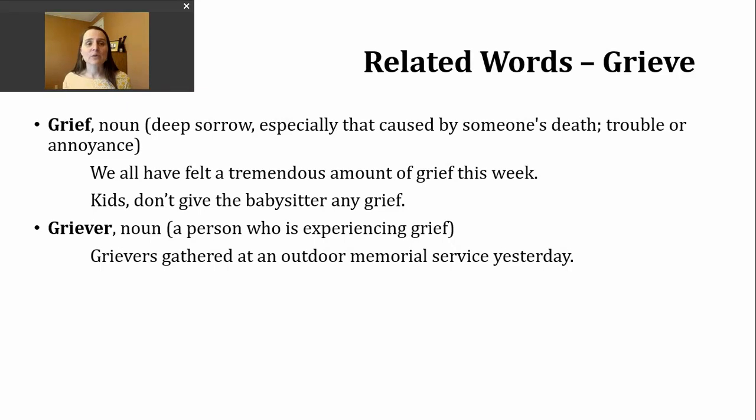Griever, as a noun, is a person who is experiencing grief. Here's an example of this noun in a sentence. Grievers gathered at an outdoor memorial service yesterday. So you can see the S on the end of this noun. So now we're referring to two or more people who are experiencing grief. I really hope you aren't experiencing grief or that you aren't grieving someone right now.